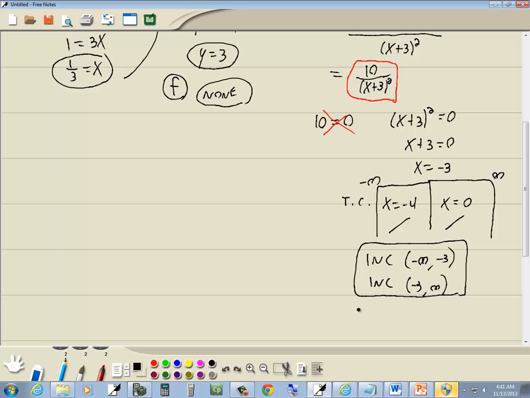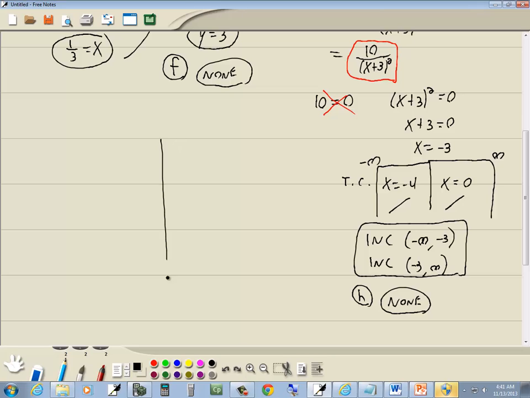Mins and maxes. Your min and max occurs where your graph changes from increasing to decreasing or vice versa. This doesn't change at all. It's increasing, increasing. So there are none. There's no mins and maxes.